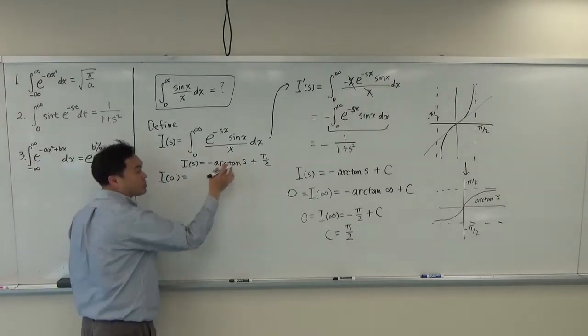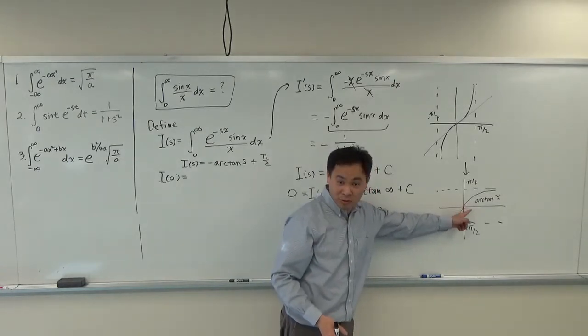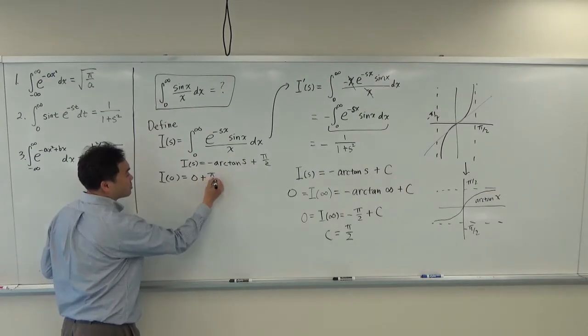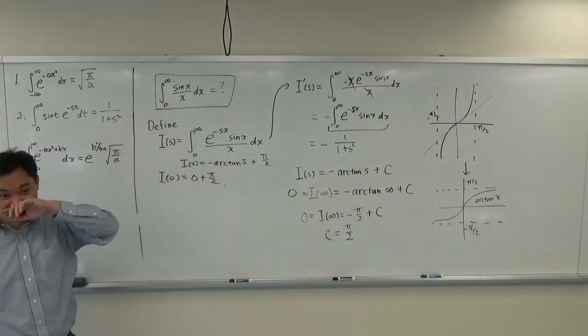If you plug in 0, what's arctan of 0? It's 0, right? Arctan of 0 is 0, as you can see in this graph, right? So it's going to be 0 plus pi over 2. So the answer to this integral is pi over 2.